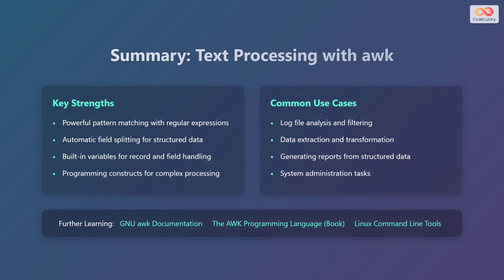In summary, awk is a powerful tool for text processing, offering powerful pattern matching with regular expressions, automatic field splitting for structured data, built-in variables for record and field handling, and programming constructs for complex processing. It is commonly used for log file analysis and filtering, data extraction and transformation, generating reports from structured data, and system administration tasks. To learn more, you can explore the GNU awk documentation, the book The AWK Programming Language, and Linux command line tools.